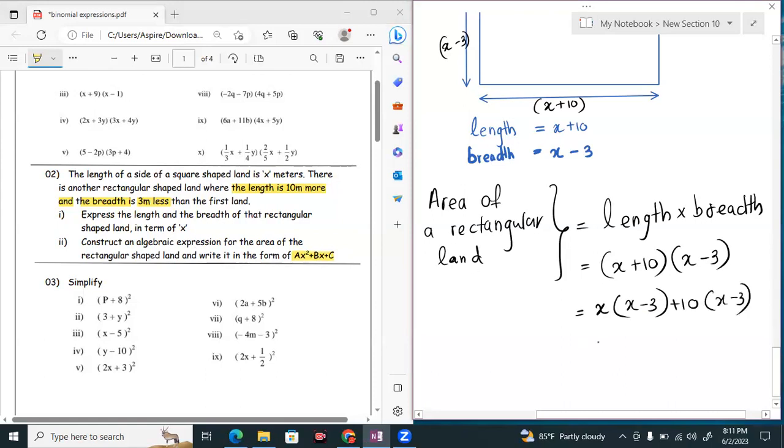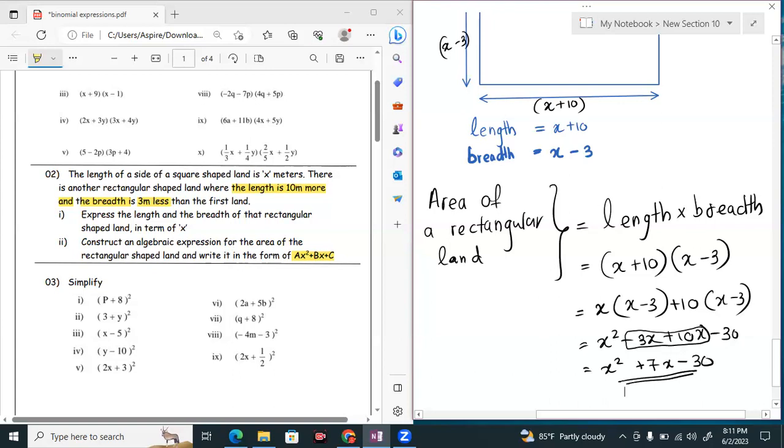Then x into x, it is x squared. X into 3, it is minus 3x. 10 into x, it is 10x. 10 into minus 3, it is minus 30. Then here, the two middle terms consist of different signs. So subtract the smaller from the larger and include the sign of the larger. Then it is x squared plus 7x minus 30.